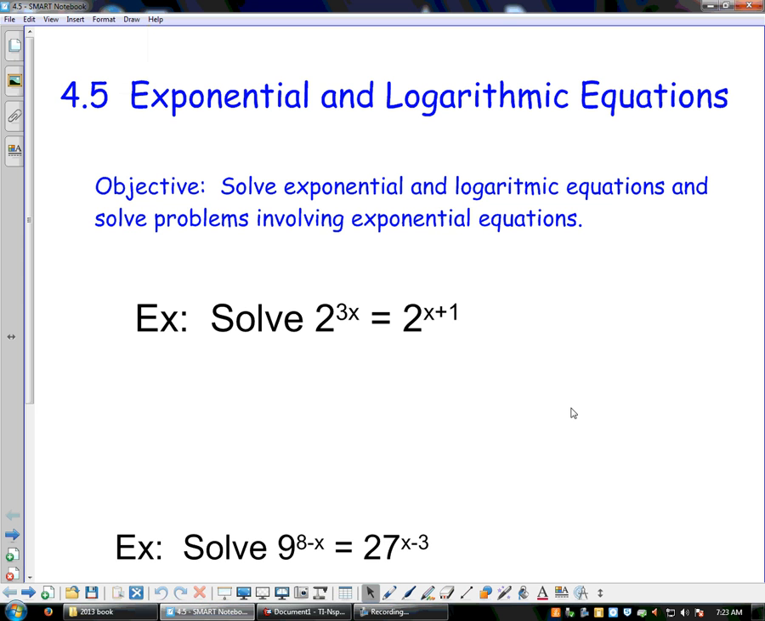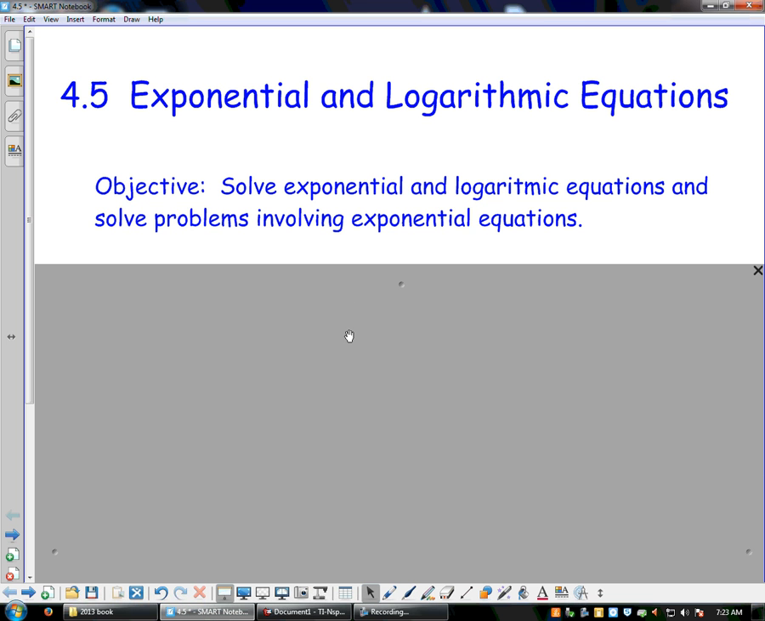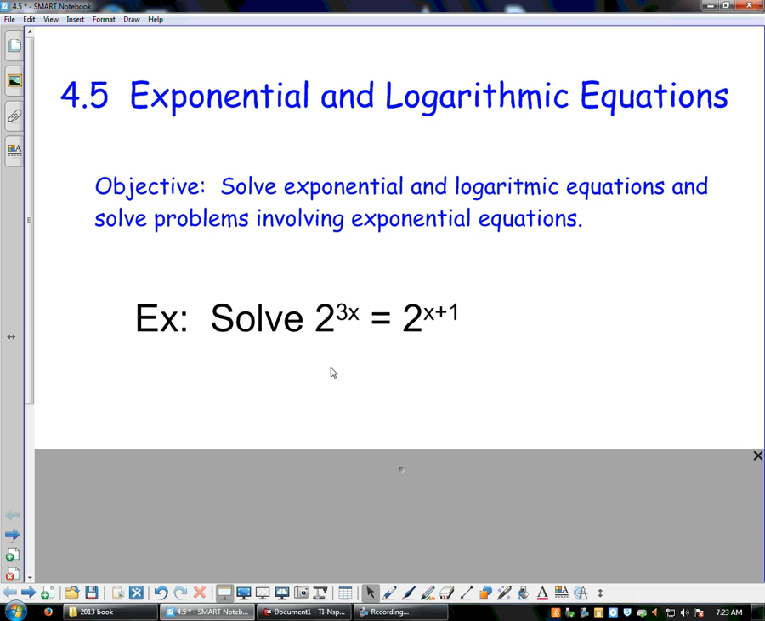Today we are looking at section 4.5, exponential and logarithmic equations. And our objective is to solve exponential and logarithmic equations and to solve problems involving exponential equations. Let's take a look at our first example.